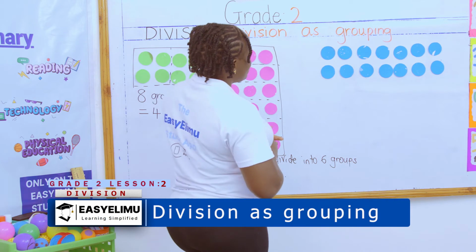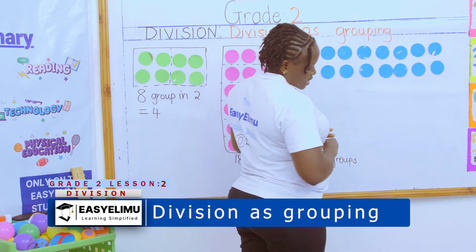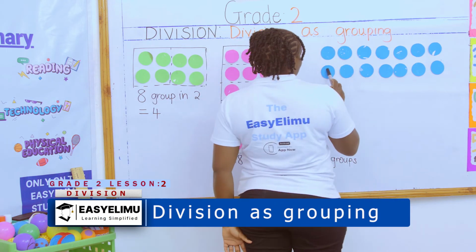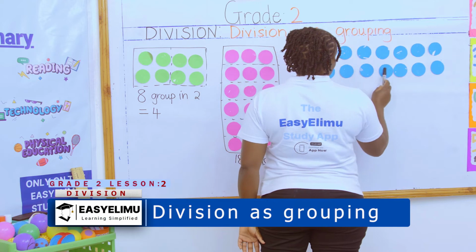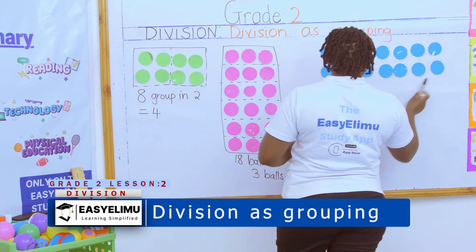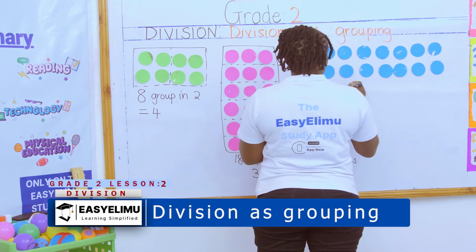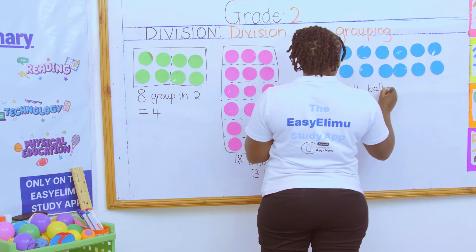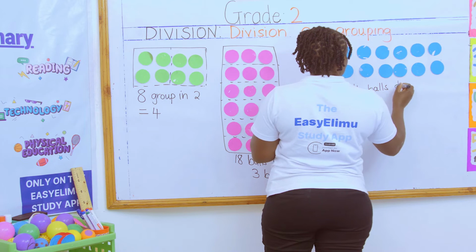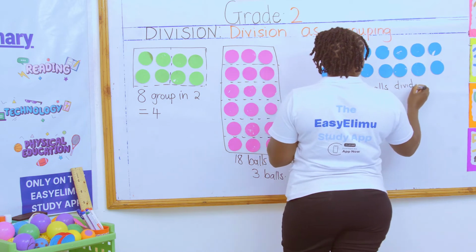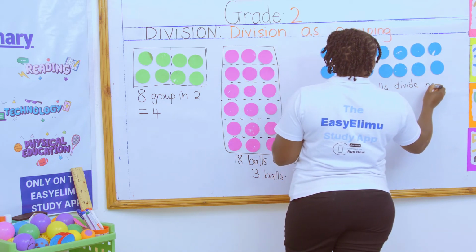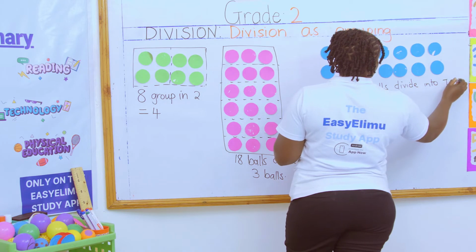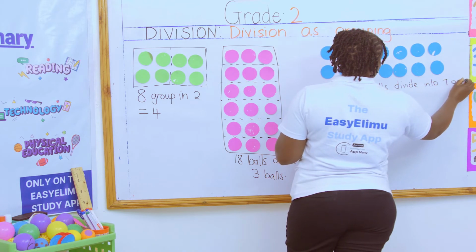Let's see. I have other balls here. 1, 2, 3, 4, 5, 6, 7, 8, 9, 10, 11, 12, 13, 14. I have 14 balls and I want to group them. 14 balls. Divide into how many groups? Divide into 7 groups.